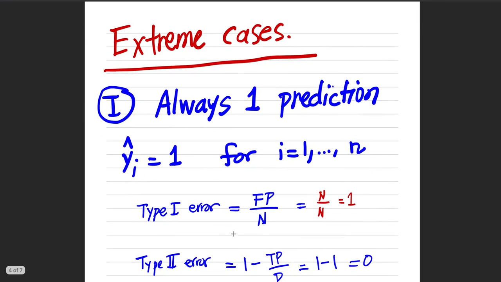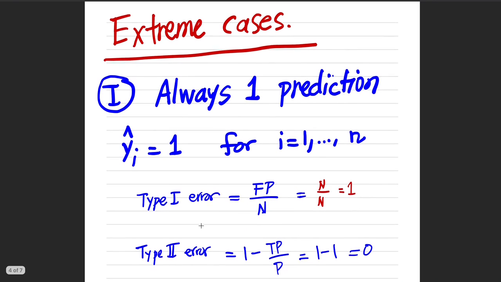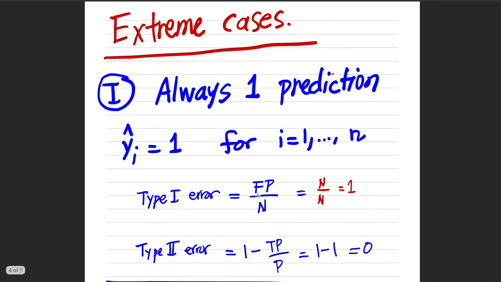Now, imagine the always one prediction. The predictor that regardless of what the features are says always one. So the type 1 error in this case is the total number of false positives divided by the negatives. Well, since this is always 1, the false positives will be the total number of negatives in the data. So the type 1 error will be n by n, which is 1.